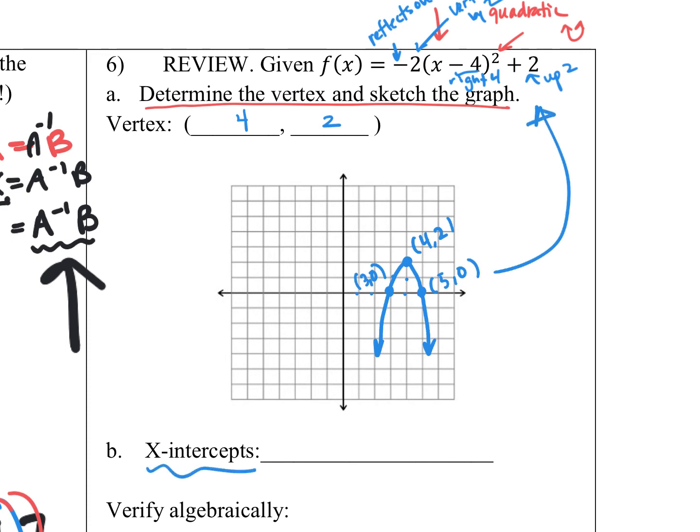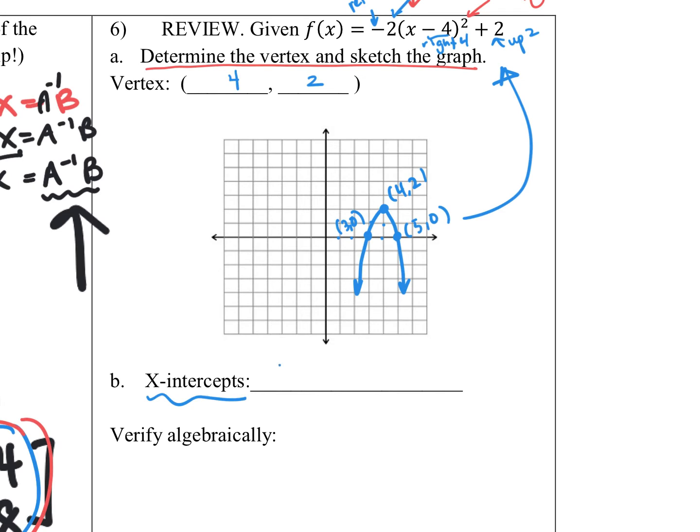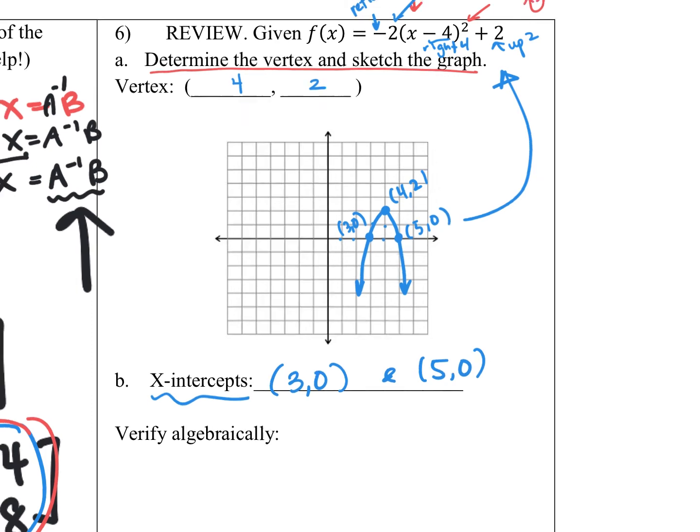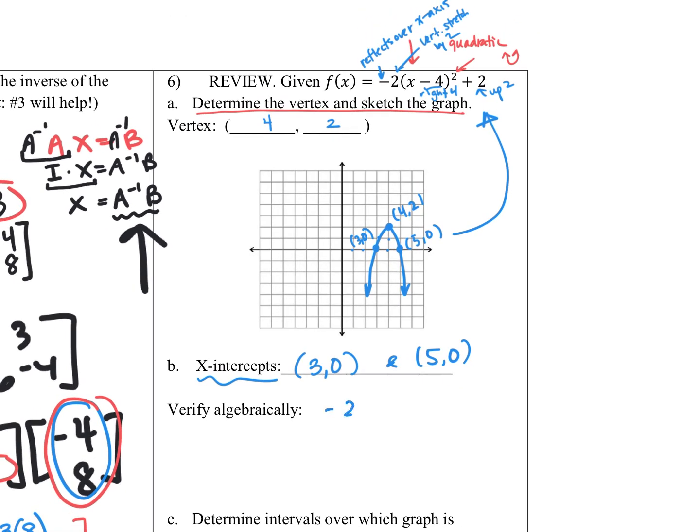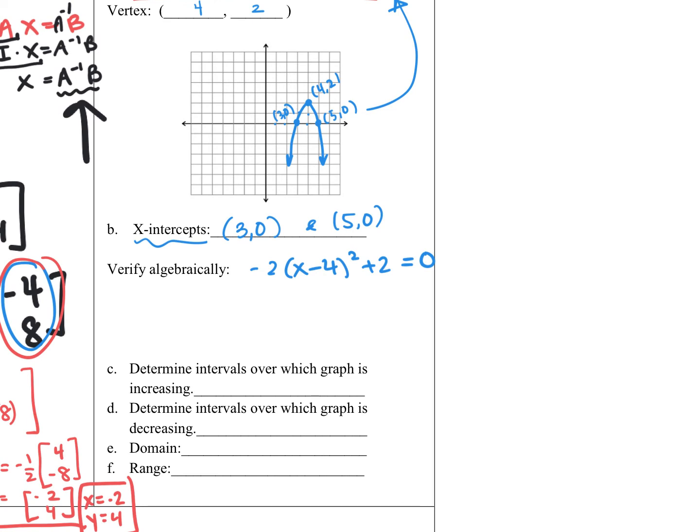Now it does say find the x-intercepts, and so I can kind of see them right there actually. That's nice. They're (3, 0) and (5, 0). But to verify that algebraically, we're trying to see when -2 times (x minus 4) squared plus 2 is equal to 0. So if you solve that, we're trying to isolate x, we get -2 times (x minus 4) squared equals -2. Divide by -2 on both sides because you're trying to get that guy gone. So this would be (x minus 4) squared equals +1.